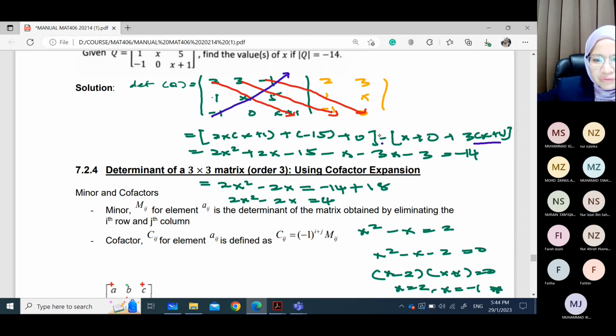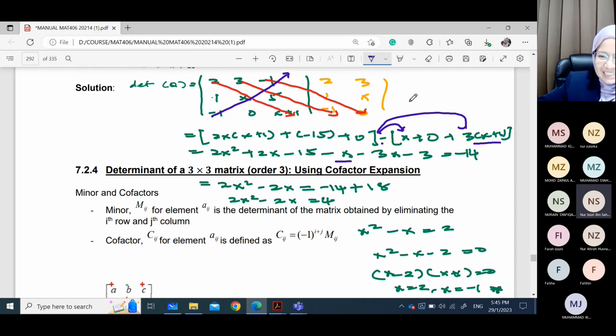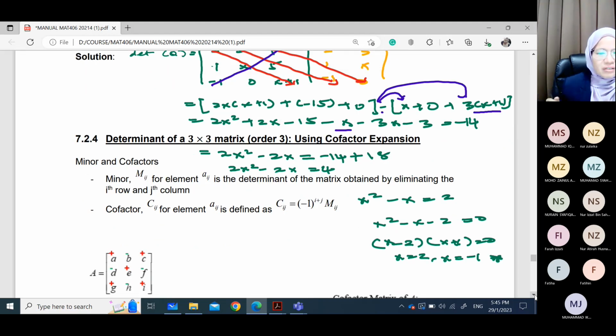Okay, sebab dekat sini ada negatif. So, negatif X, dia akan jadi negatif X. So, negatif for 3, dia akan jadi negatif 3. So, negatif 3 times X, we have negatif 3X. Negatif 3 times 1, we have negatif 3. Okay. Alright. So, yang lain dapat tak jawapan X equals to 2 and X equals to negative 1? Boleh ya?